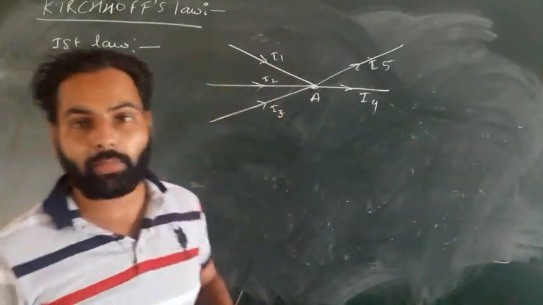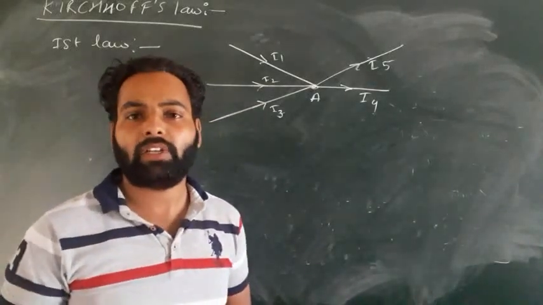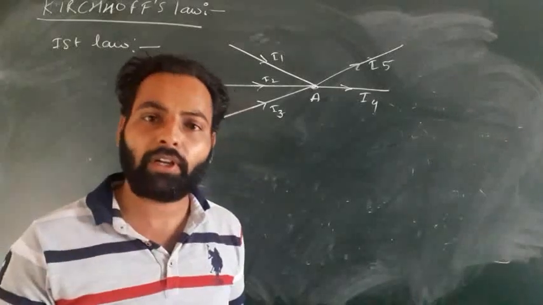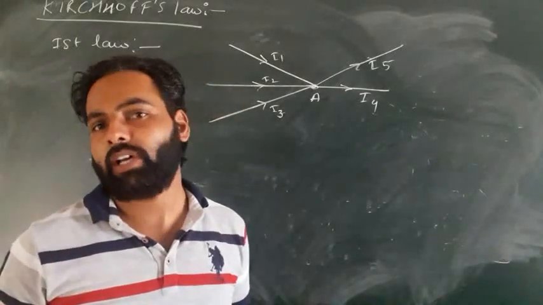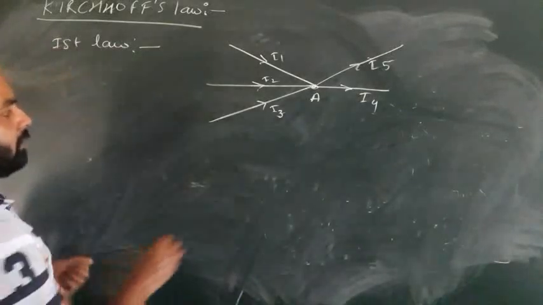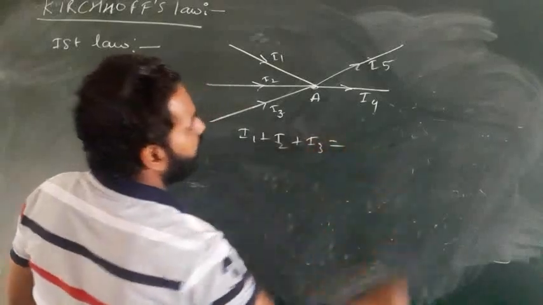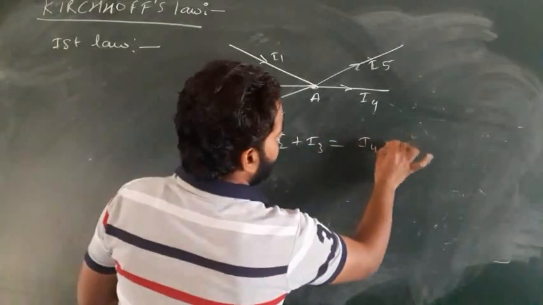कि जितना करंट किसी पॉइंट पे आएगा उतना ही करंट उसको लीव करेगा. Meaning the algebraic sum of the current entering a junction point is equal to the algebraic sum of the current leaving the junction point. What is the meaning of that? This states that I1 plus I2 plus I3 is equal to I4 plus I5.